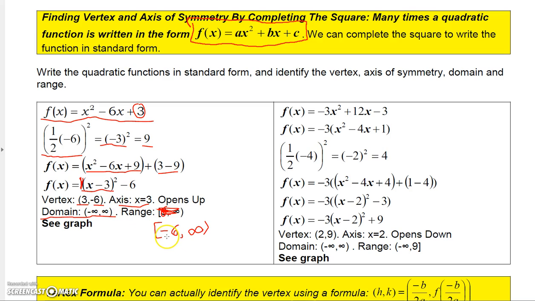Okay, now the range is actually going to be minus 6 to infinity. I had used the x value, and that's a common mistake, but it's the y value, minus 6 to infinity. The range represents all possible sets of y values. And so let me show you this on the graph.